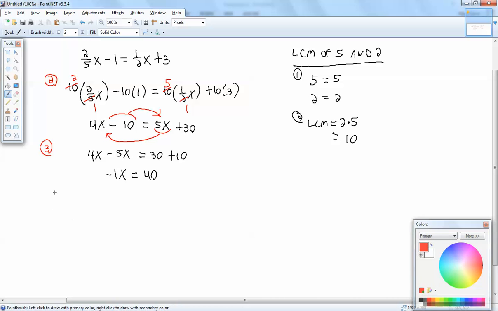A lot of times people run across this situation where they have a negative or a negative 1 before their x, and they don't know what to do. Well, step 4 tells us what to do. It says divide both sides by the number in front of your x. So we're going to divide both sides by negative 1. And 40 divided by negative 1 gives us a negative 40. So that would be your answer.